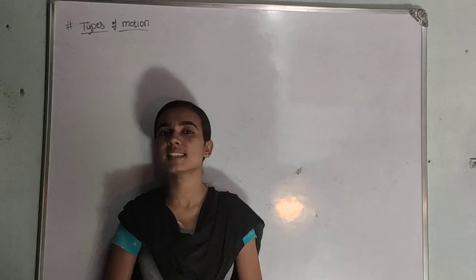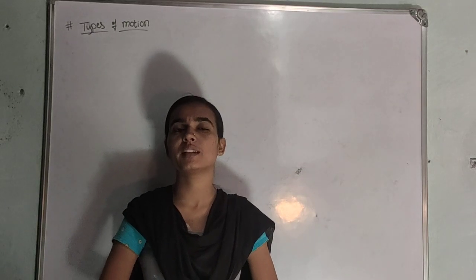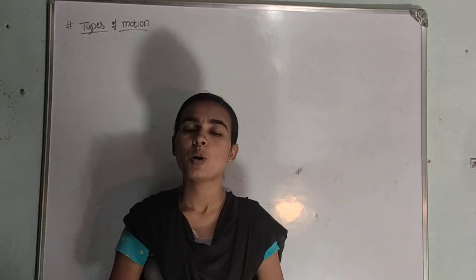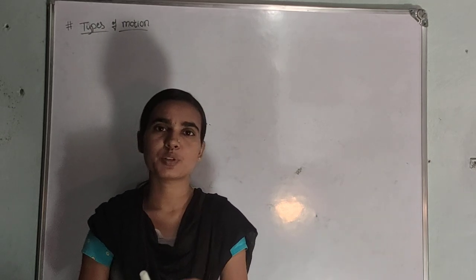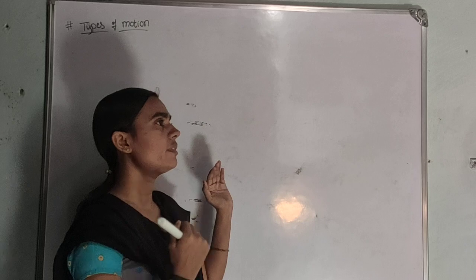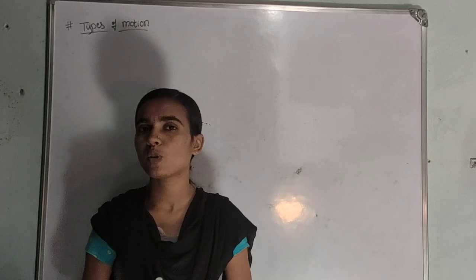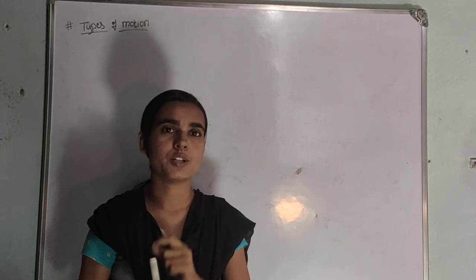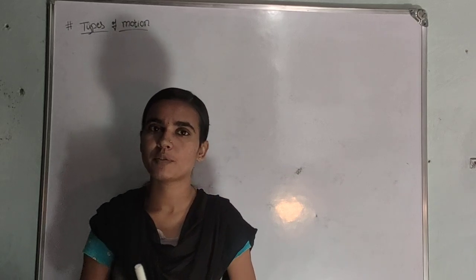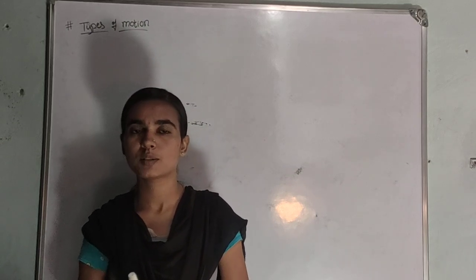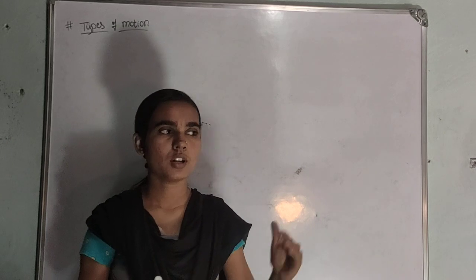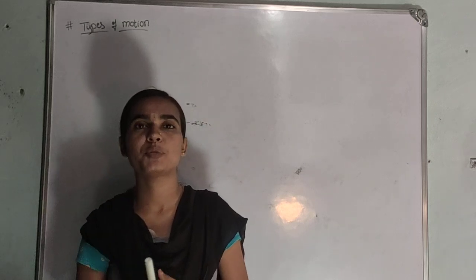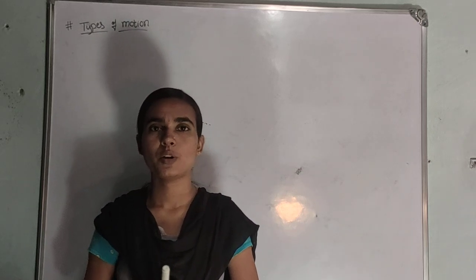Dear students, in the last class we discussed the equations of motion, and also solved some problems related to them. The concept we are covering now, the types of motion, or as your textbook gives it, uniform circular motion, is the last concept of your first chapter, that is motion. I hope you all understood the theories and problems which I solved in the previous videos.